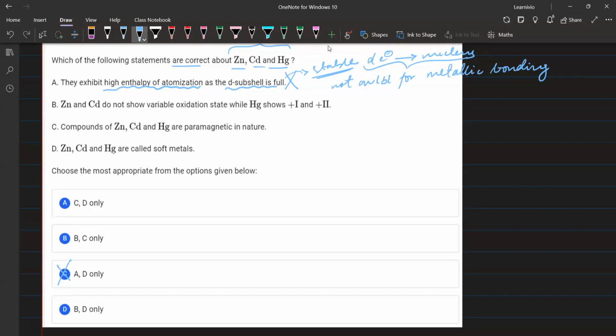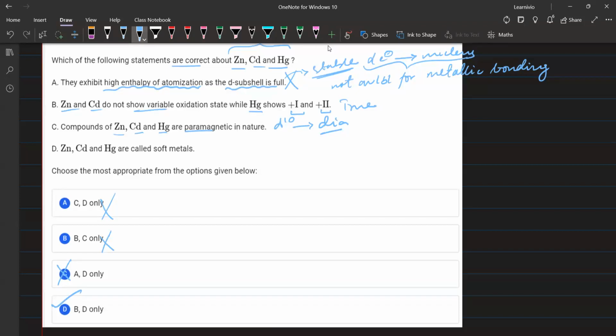Now let's move on to another. Zn and Cd do not show variable oxidation state, while Hg shows +1 and +2. Yeah, that is true. Zn, Cd don't, but for Hg there is HgCl2 and also Hg2Cl2. Okay, this is true. The compounds of Zn, Cd, Hg are paramagnetic? That cannot be, because we have d10, it will be diamagnetic. So that C option cannot be there. So A cannot be, B cannot be, C we have already removed. So the only option left is D.